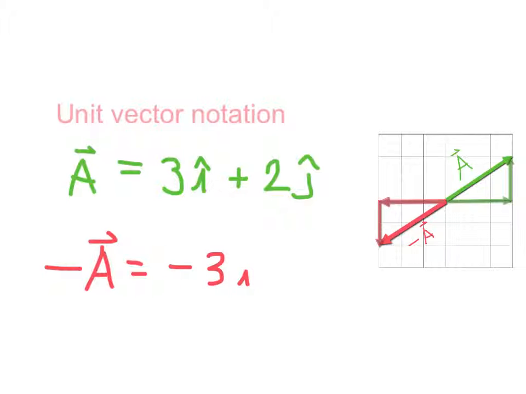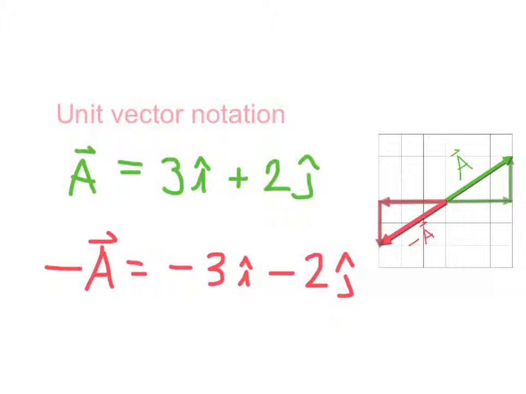So we have minus 3i hat in the horizontal direction, and because the vertical direction for our original green vector A had plus 2, we'll now have minus 2 in the vertical direction for our negated vector.